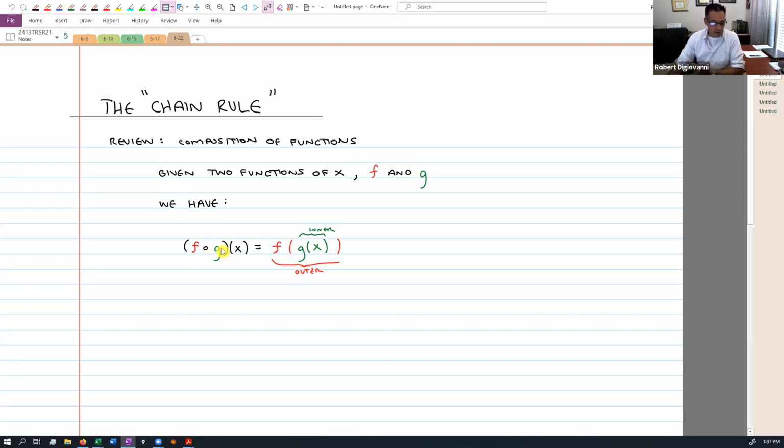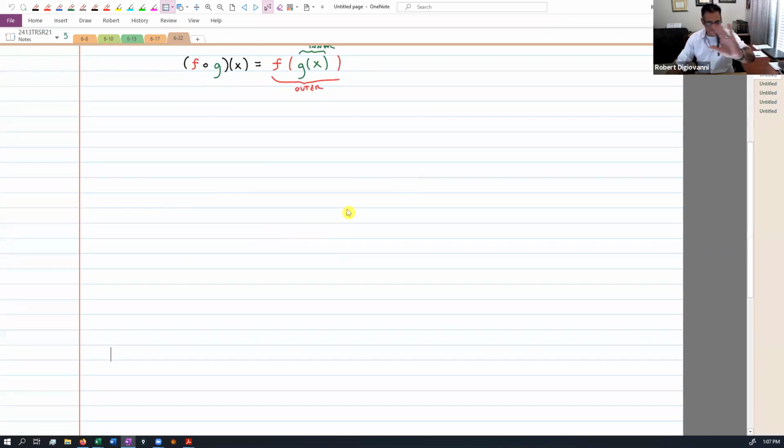What it means is that you're going to take the f function and plug into it the g function. So the g function here is what I'm going to refer to as the inner function, and the f function is the outer function. So this is all just notation and language. Let's look at a specific example. We're not talking about derivatives yet, okay?